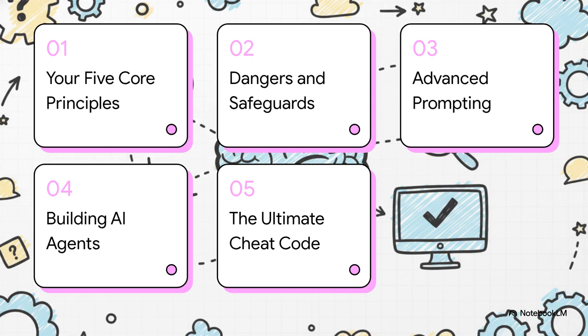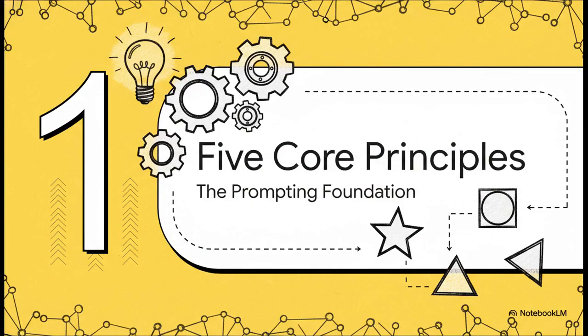First, we're going to cover the 5 core principles. Then we'll talk about the dangers and how to safeguard against them. After that, it's on to the advanced techniques, building specialized AI agents. And we'll finish up with what I'm calling the ultimate cheat code. This whole roadmap is designed to take you from just a casual user to a really structured, effective prompter. So let's start at the beginning with the absolute foundation of everything.